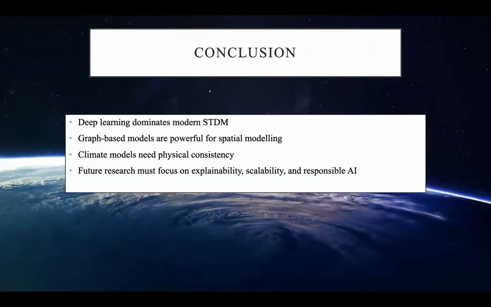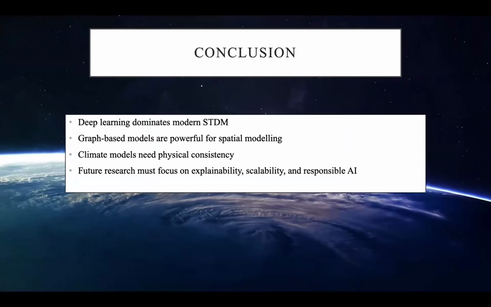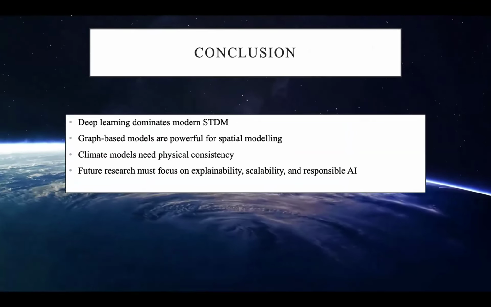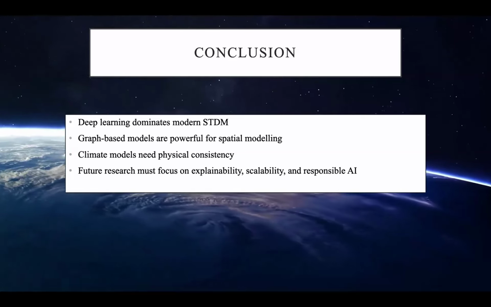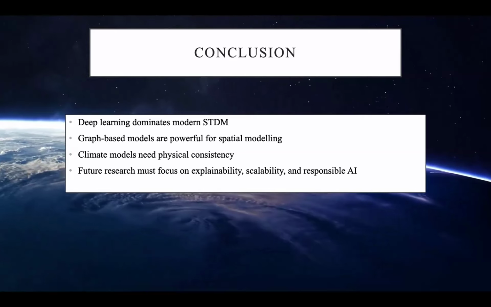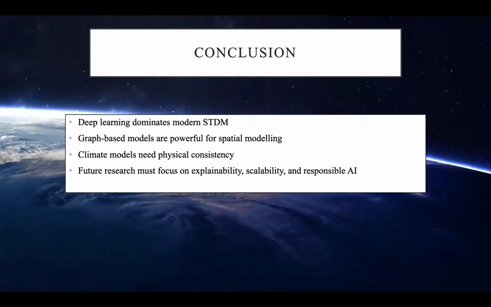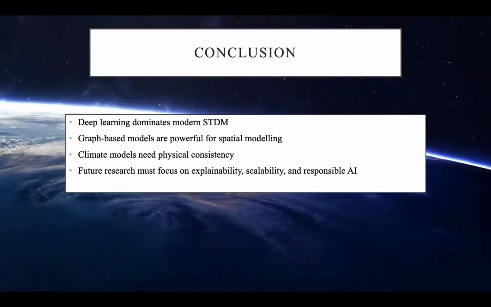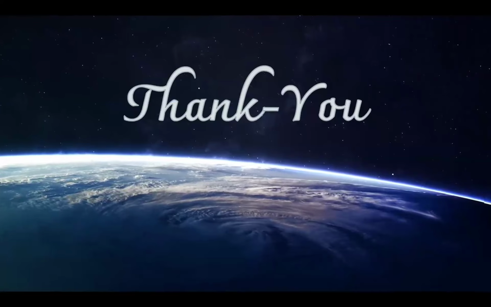I'll conclude my topic with these points: deep learning dominates modern spatio-temporal data mining. Graph-based models are powerful for spatial reasoning in traffic systems, while climate models demand physical consistency and interpretability. Future research must focus on explainable, scalable, and responsible AI systems that bridge both domains effectively. Thank you for your time and attention. I look forward to your questions. Thank you.